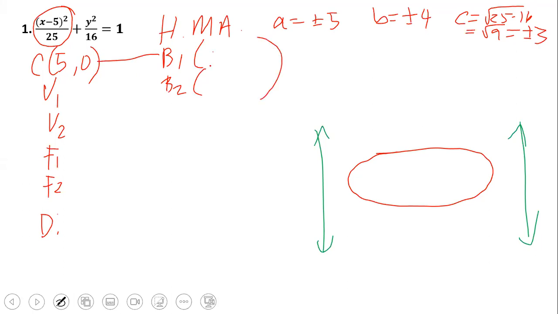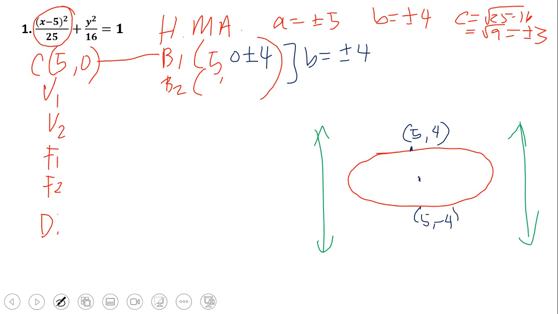So you already have 5, comma. Remember, the distance of this is B is equal to plus minus 4. So you already have 0 plus minus 4. So kung i-locate natin to, so this already has 5 and positive 4. And yung isa naman part is you also have 5 and negative 4 with the center of 5 and 0.